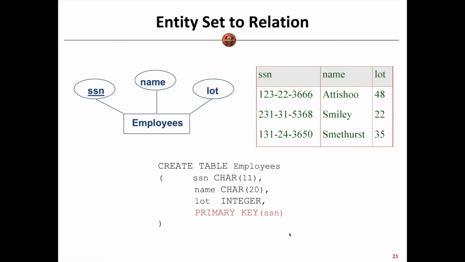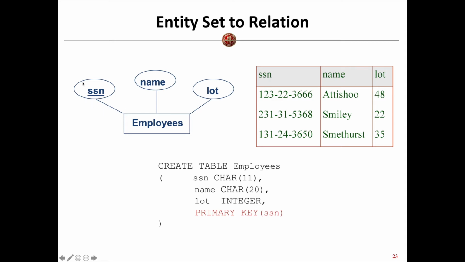Let's say on this page we show an entity. It's about employees. So we have an Employee rectangle here. This is the entity. The employee has three attributes. The first one is SSN. The second one is name. The third one is lot. For the employees, we have the SSN to be the key of the entity, right? So therefore, we have it underlined as shown here.